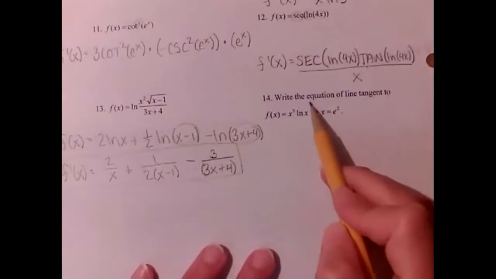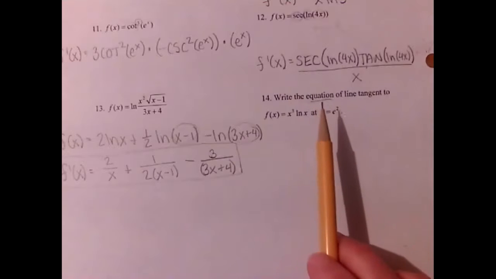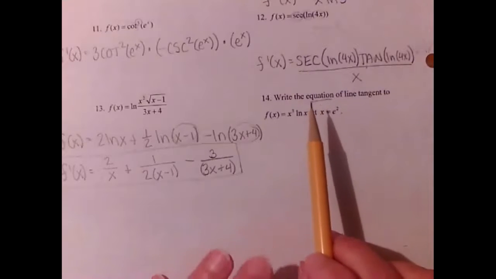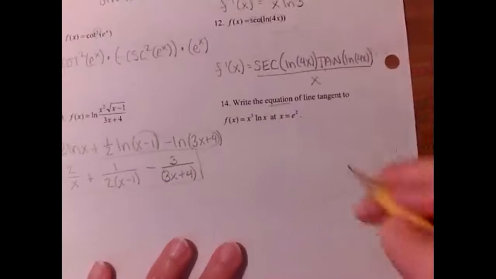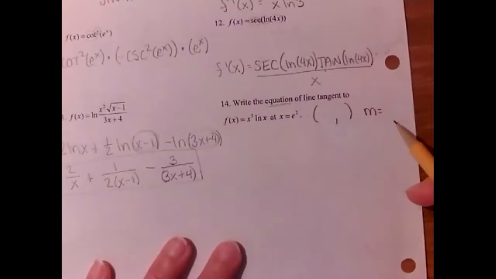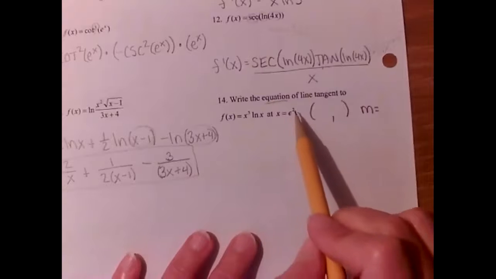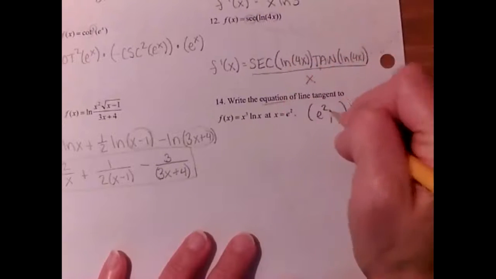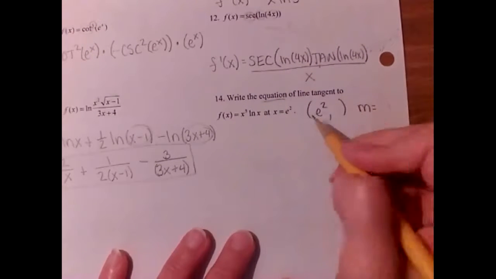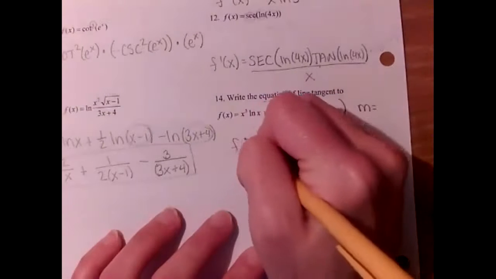All right, and then last one, another equation. All right, what are the 2 things we need in order to write an equation? Point and a slope. Awesome, thank you. Point and slope. I always just write it like that, like blank, to remind myself of what all I need. Our point is going to be at e squared. So to get the y value for the point, I'm just going to plug in e squared.